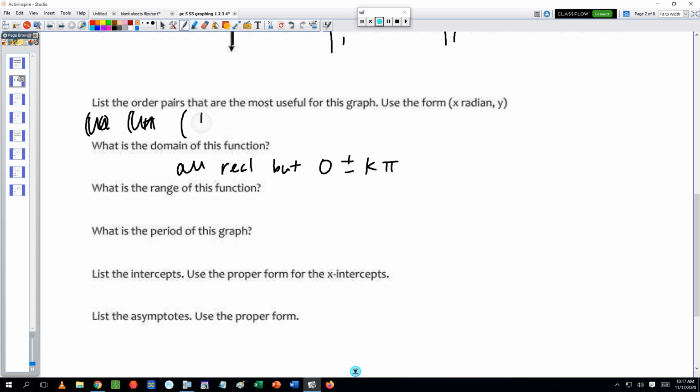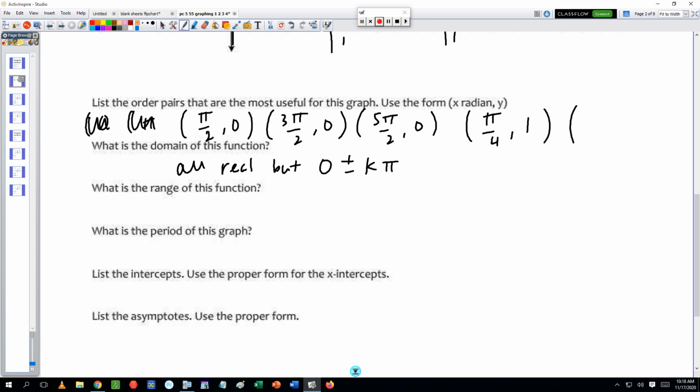What was nice was pi over 2. Pi over 2 gave us 0. 3 pi over 2 will also give us 0. Same thing with 5 pi over 2. And something else that was nice was the 45-degree angle. And 3 pi over 4 gives us a -1. So those are some nice points.